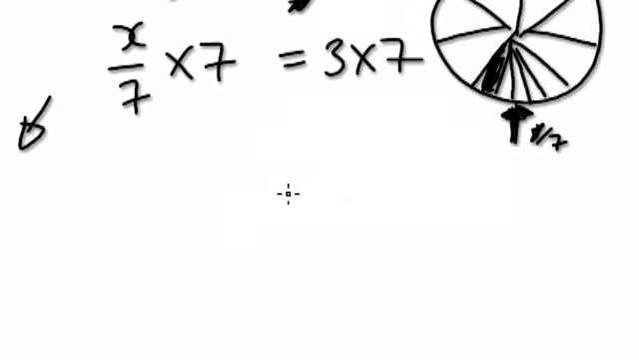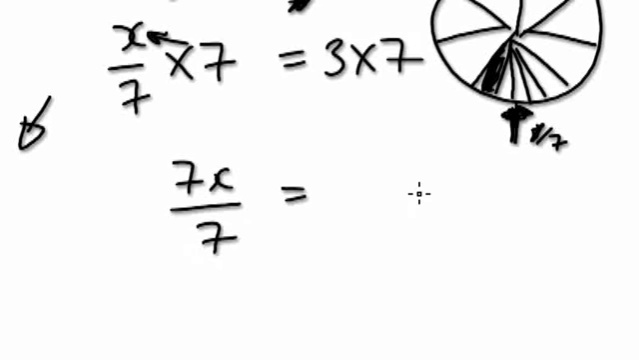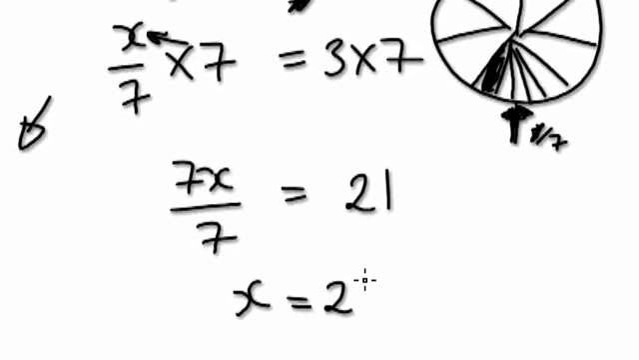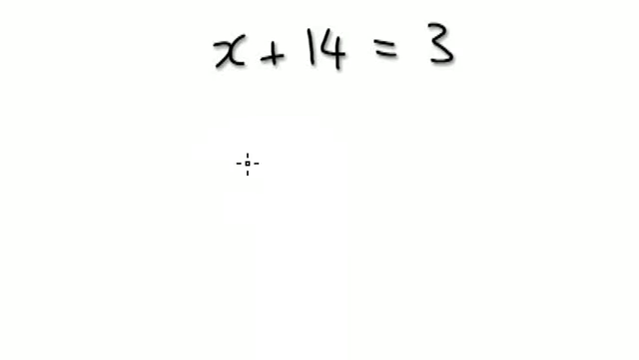Alright. So this would be, well, it gets multiplied to the top, doesn't it? So it would be 7x over 7. Over here would be 21. While this side here, I know it will just be x, because the two 7s are the same, and 21. Okay. The next example here, let's say x plus 14 equals 3.